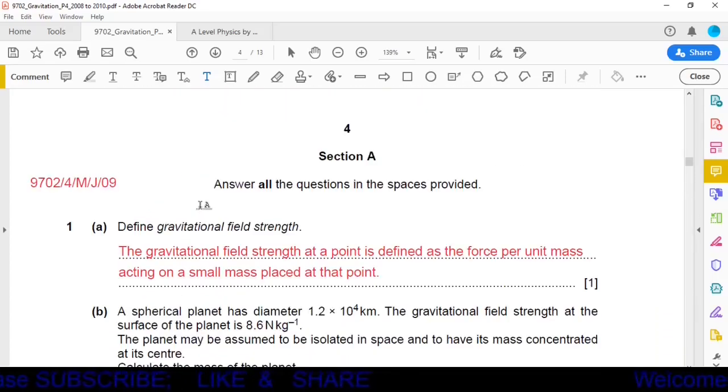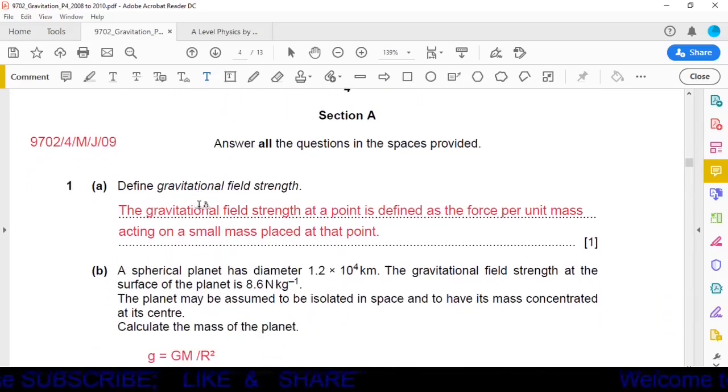Okay, now next question. It is from May-June 2009 of paper 4. Define gravitational field strength. Gravitational field strength at a point is defined as the force per unit mass acting on a small mass placed at that point.